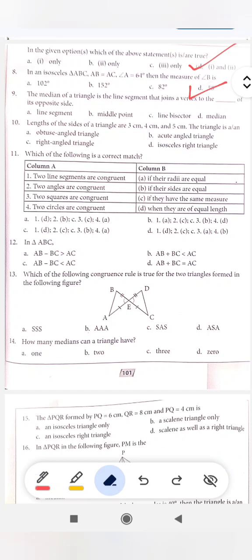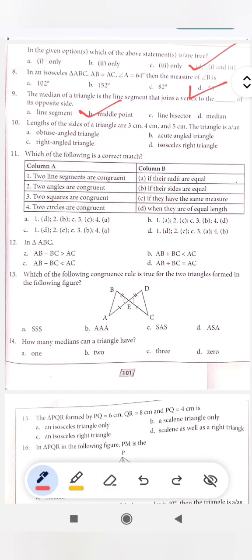The median of a triangle is the line segment that joins a vertex to the dash of its opposite side. So what is called a median? At first you should know that the line segment joining the vertex to the middle of the opposite side is called the median. How many medians can a triangle have? It can have 3 medians in total. So here you can see that it is the middle point of the opposite side.